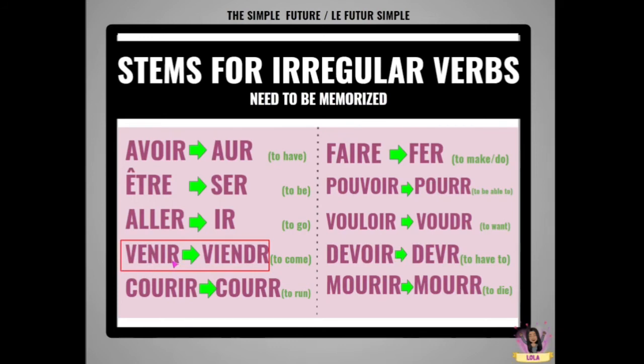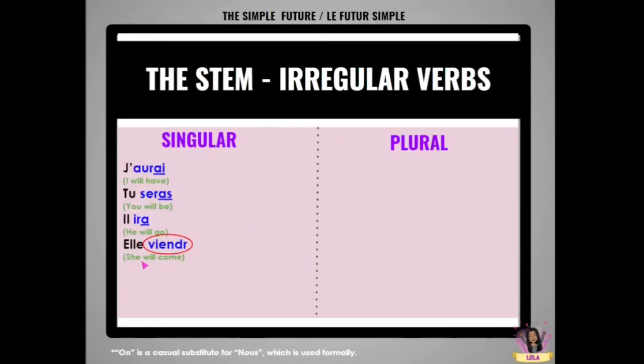Looking at venir, which changes to viendre, and then VIENDR is your stem. And the ending is going to just be an A. So elle viendra, she will come.